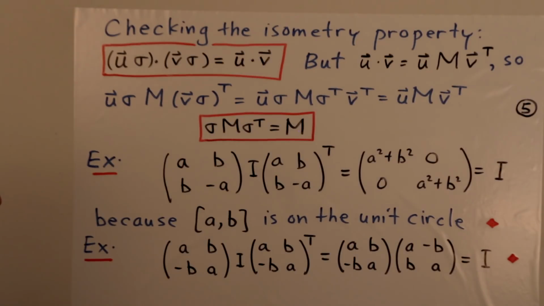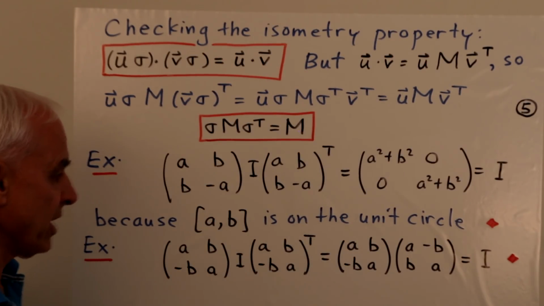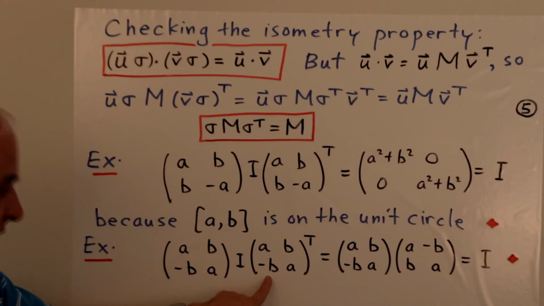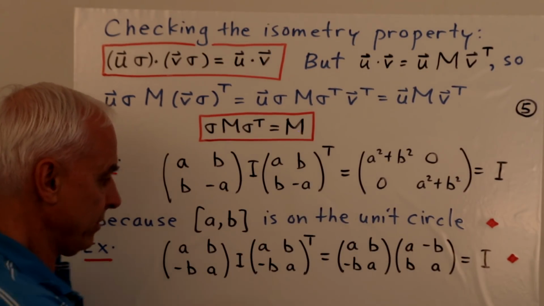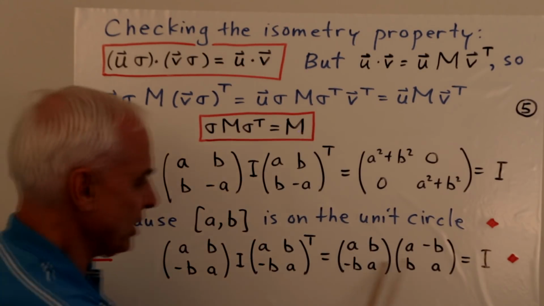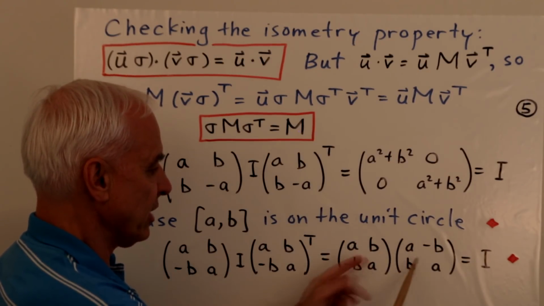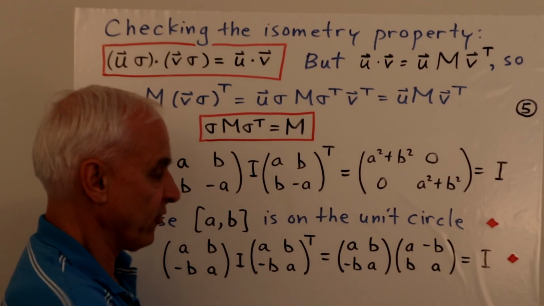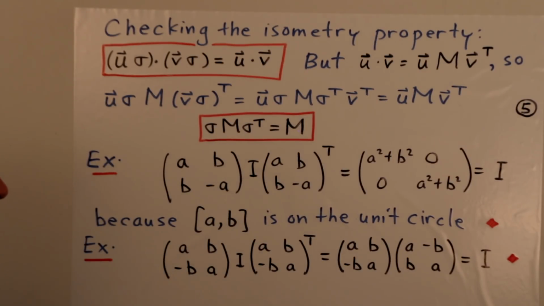And here's the corresponding formula for the rotation. AB minus BA times I times AB minus BA transpose. Now it's a little bit different because this is not symmetric, so its transpose is AB minus BA reflected along the diagonal. And then when we do this product, we get a squared plus b squared, 0, 0, and another b squared plus a squared, the same as we got over here. So yes, we're getting the identity again.